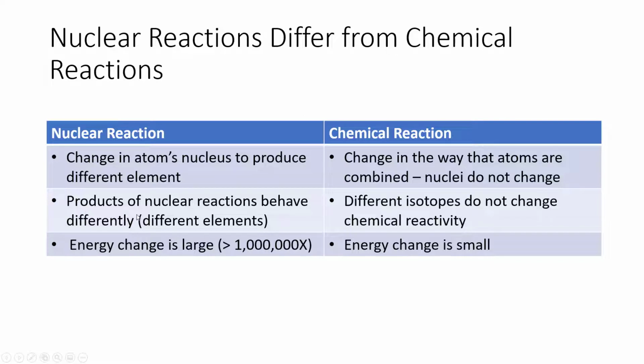For nuclear reactions, products of nuclear reactions behave differently, so there are different elements, whereas for chemical reactions, different isotopes do not change chemical reactivity. For example, if you change from uranium to thorium in a nuclear reaction, your reactants and products are going to react drastically differently. And for nuclear reactions, you're going to have very large energy transfers as that gamma radiation is released, and for chemical reactions, typically there are very small energy changes.